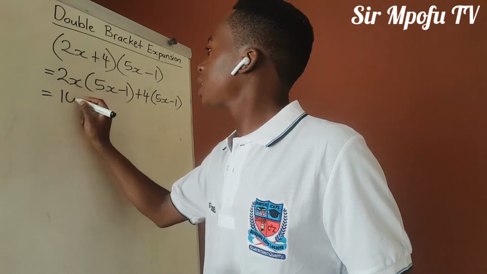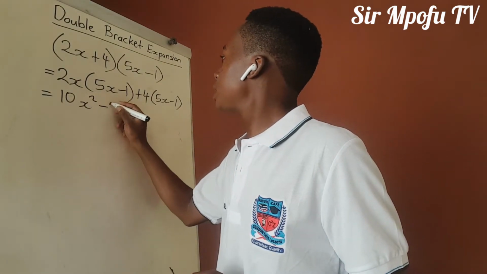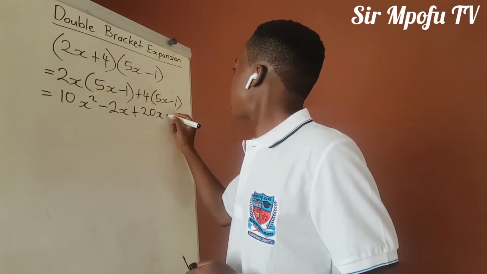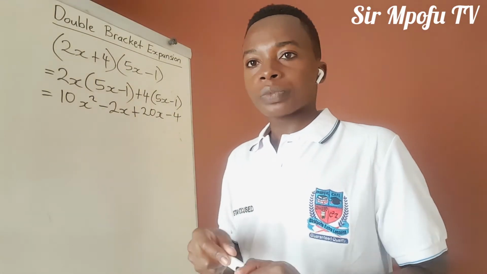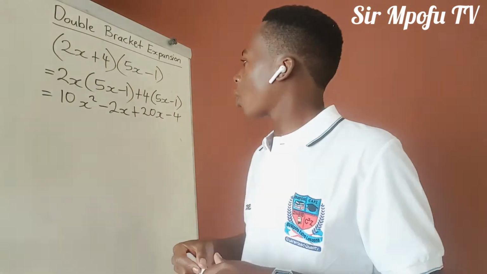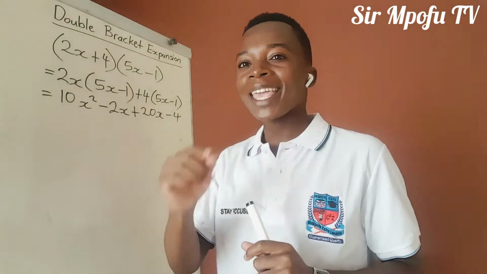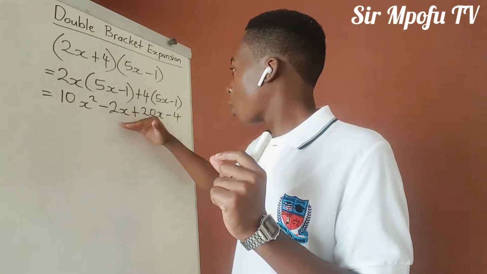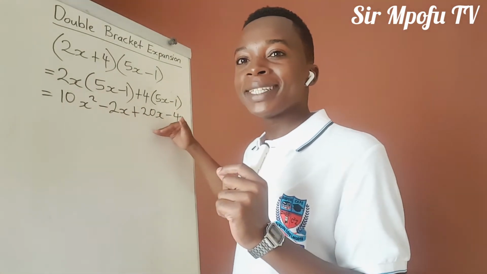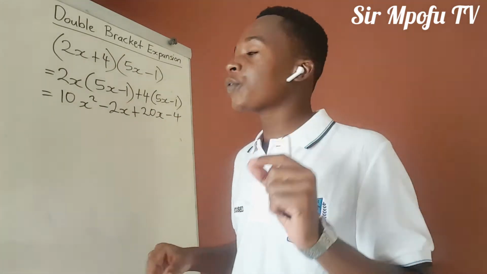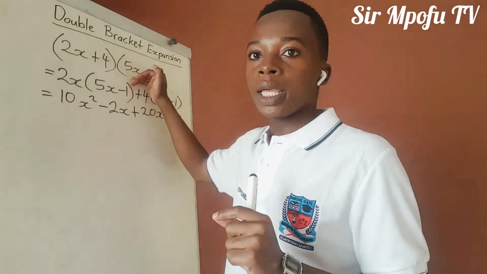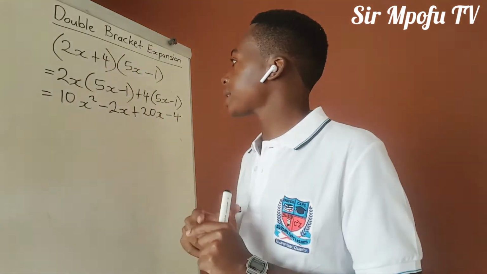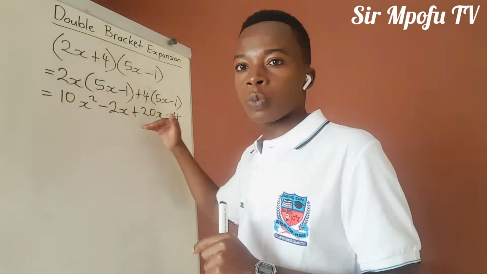So here, we are going to have 10x squared minus 2x plus 20x minus 4, like this. Then, the second thing that you are going to do is collect like terms and simplify. In most cases, if you are simplifying double brackets, you are going to notice that the like terms will be the middle terms, especially if you have the same algebra, and numbers without algebra at the end, as your second terms on both brackets. So now we are going to simplify the middle terms because they are like terms.